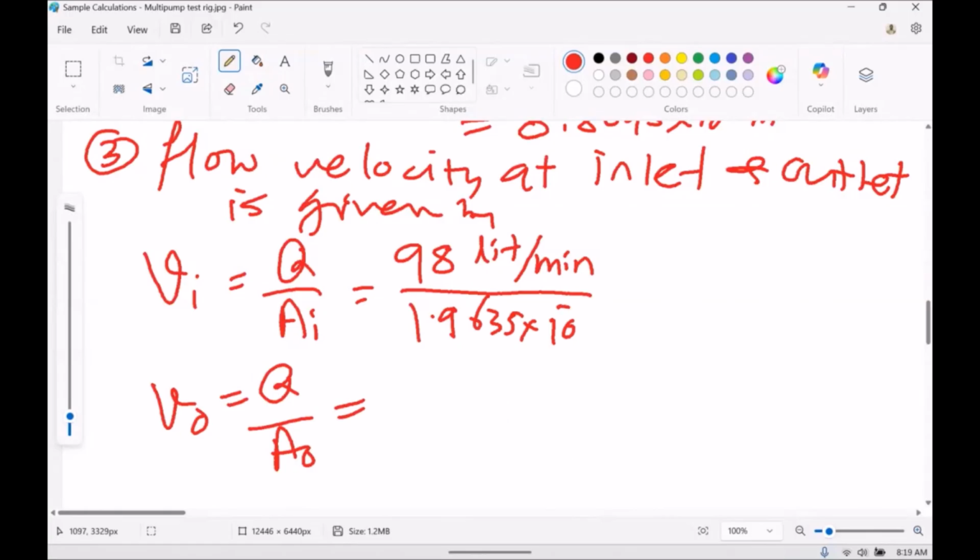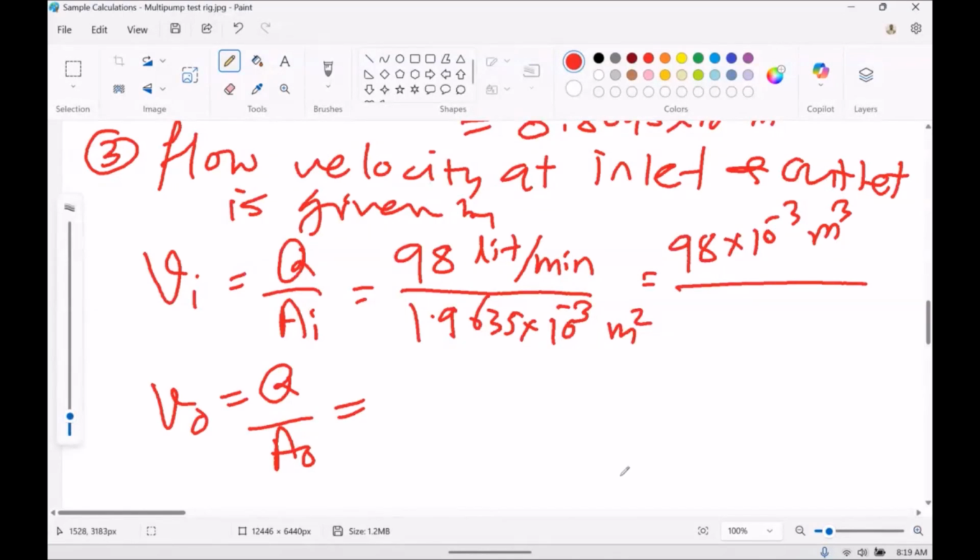1.9635 into 10 to the power minus 3 meter square. So this is not an SI unit. We need to use a basic SI unit, as I am explaining from the beginning. So 98 into 10 to the power minus 3 meter cube. So 1 liter is 10 to the power minus 3 meter cube.